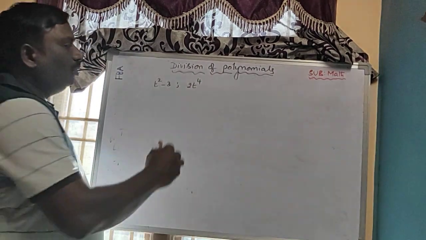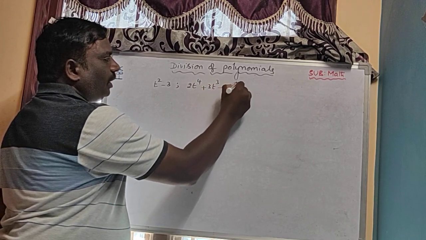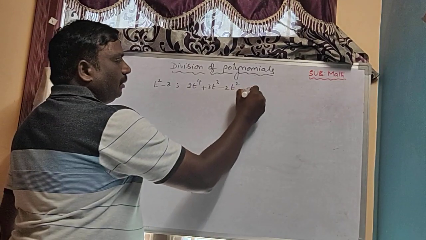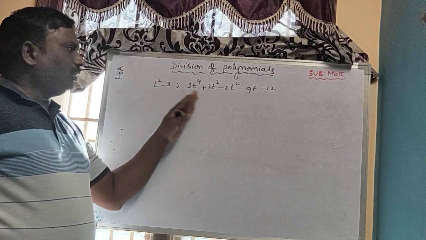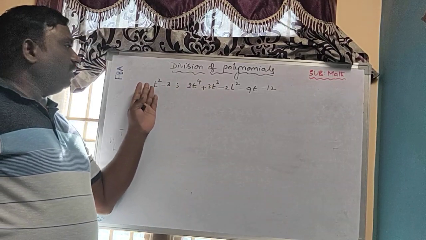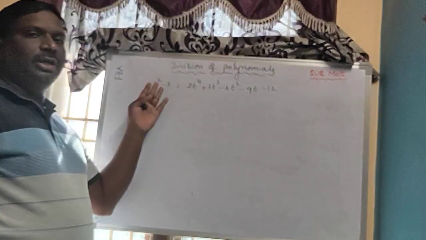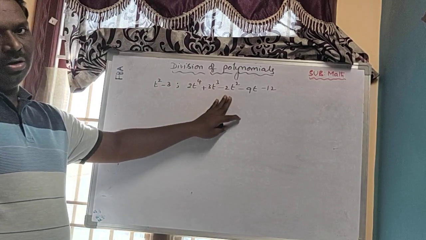plus 3t cube minus 2t square minus 9t minus 12. Both are polynomials in terms of t. Instead of x they give t, so this is also a polynomial in terms of t. We have to verify whether the first polynomial is a factor of the second polynomial or not.